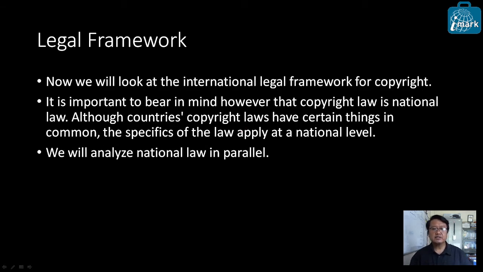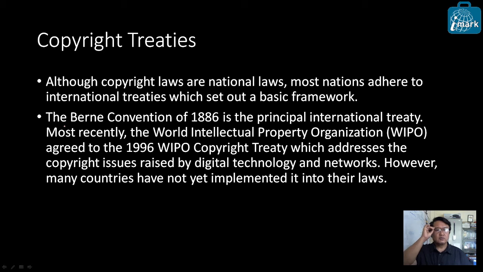Now, if we look at the international legal framework for copyright, it is important to bear in mind that copyright law is national law. Though countries will have things in common, let us always remember that copyright is applicable within the nation only. Now, although copyright has our national laws, most nations take it from the international treaties which started to set out a basic framework for copyright.